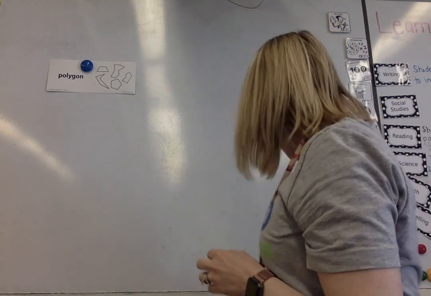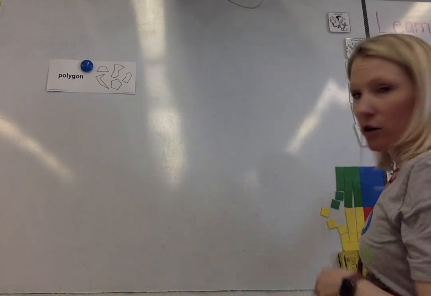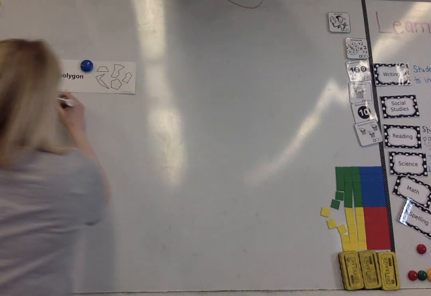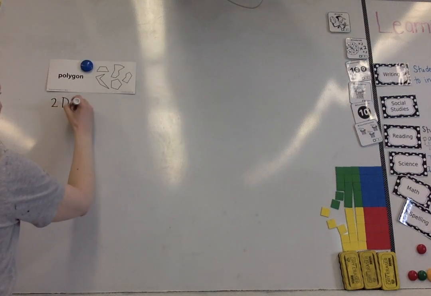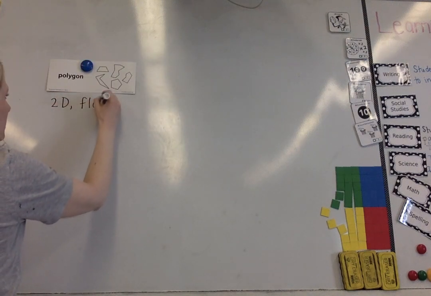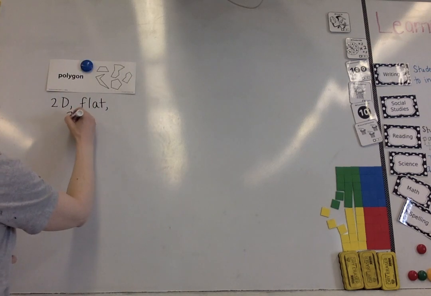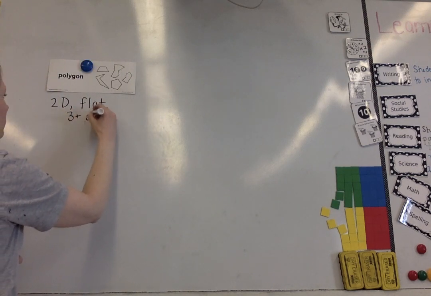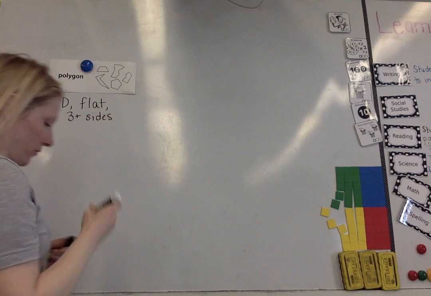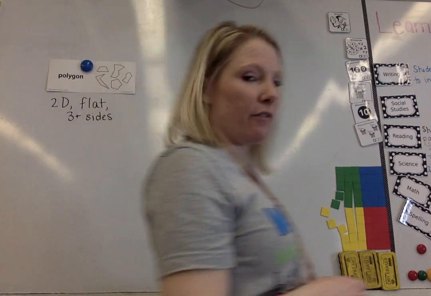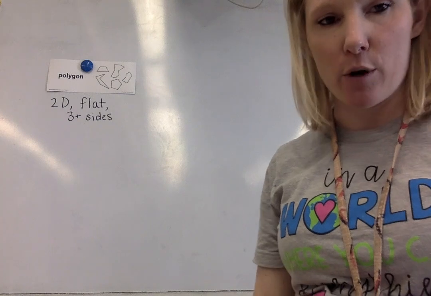Okay, so I'm going to write his characteristics right underneath him. Okay, so he's 2D, he's flat, and he has 3 or more sides, right? Okay, so I put his definition underneath him with his vocab word.